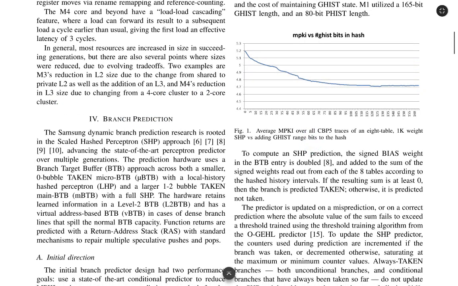4. The branch prediction. The Samsung dynamic branch prediction research is rooted in the scaled hashed perceptron (SHP) approach, advancing the state-of-the-art perceptron predictor over multiple generations.